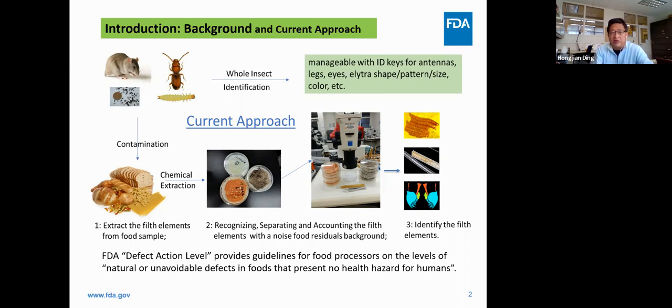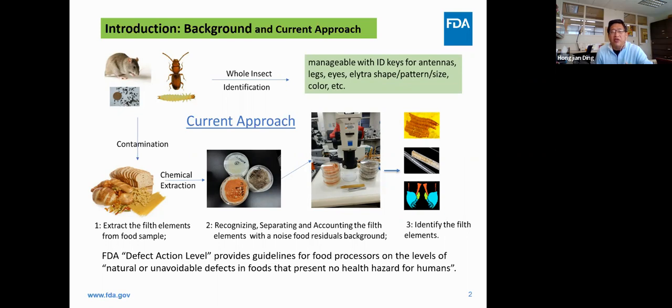We are all entomologists, so we know it's almost impossible for our daily food to be free of insects. Also, our food, when in the storage process, can also be contaminated by small animals like rats, mice, birds, and other kinds of small animals. For whole insect identification, most of the time we have different kinds of characters, like antenna, leg, eyes, elytra, all that stuff we can use to identify the insect.